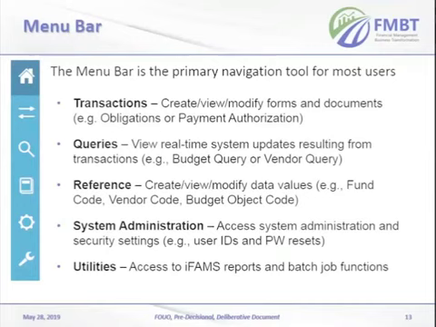the accounting classification structure. And then here your cogwheel, and this is where you can access system administration and security settings. And only a select few will have access to this menu. Here you have your wrench, which is utilities, and this is where you can access iFAMS reports or dashed out functions.